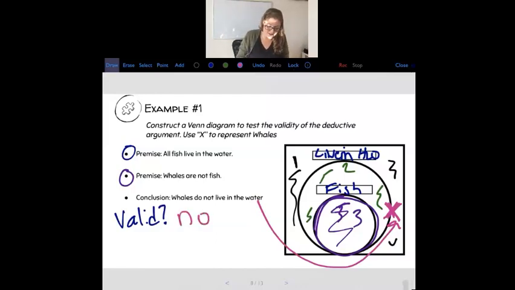Because X is not within this circle of living in water, we cannot confirm the conclusion. Okay, or the conclusion doesn't follow. An argument that's not valid is automatically not sound. So this argument is not valid and it's not sound. We'll keep going through additional examples.